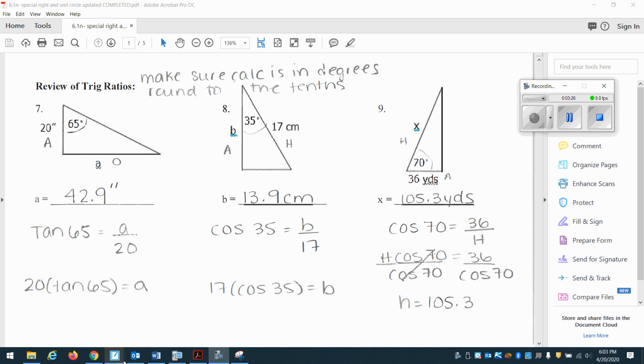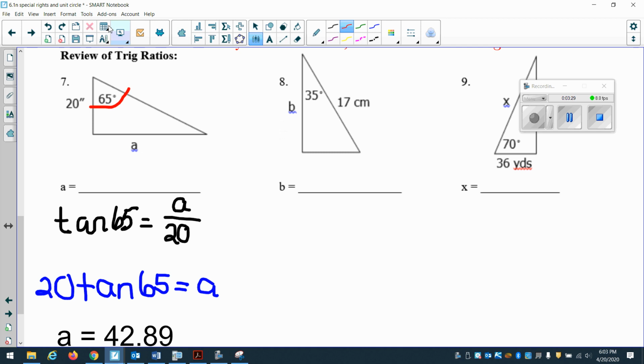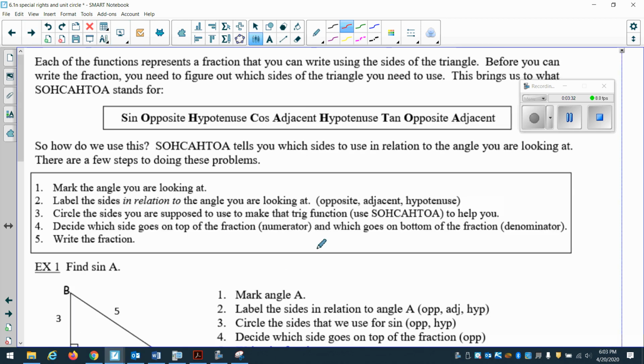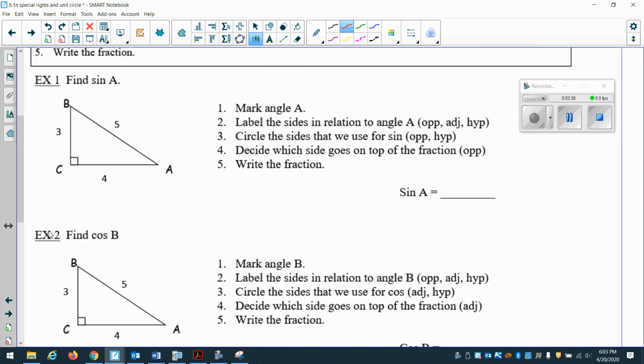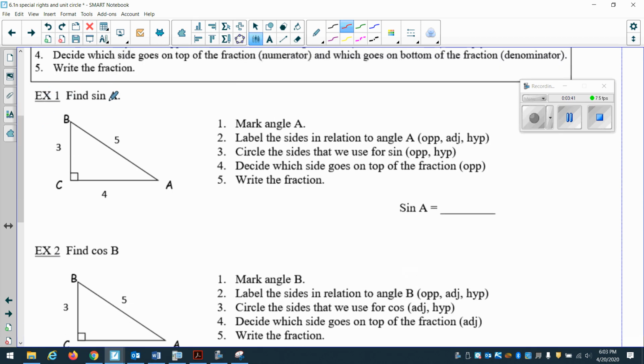So now I want you guys to try, and again, we've been doing this already, just a little recap, a refresh of SOHCAHTOA. So if you go through example 1, 2, and 3, for example, example 1 is find sine of A. So I'm going to mark angle A, and this is opposite, this is adjacent, and this is hypotenuse. So what's the sine? Well, it's opposite over hypotenuse. So we should get 3 over 5.